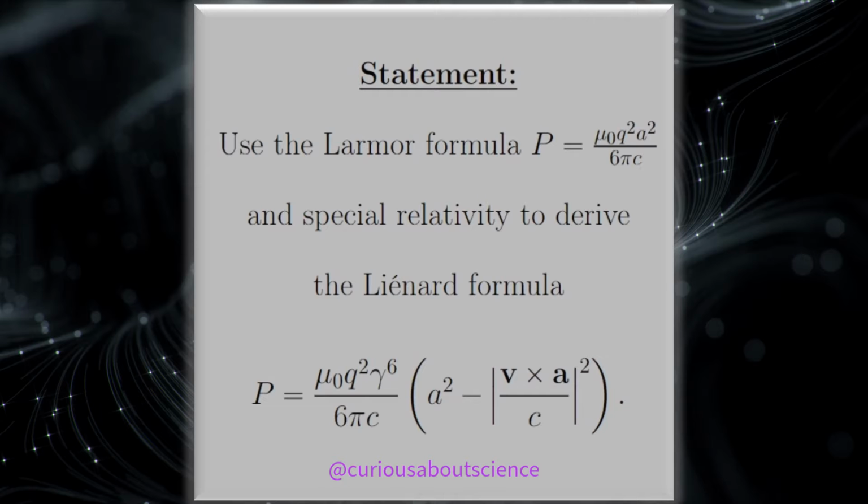Use the Larmor formula P equals mu naught q squared a squared over 6 pi c and special relativity to derive the Liénard formula P equals mu naught q squared gamma to the sixth over 6 pi c times (a squared minus magnitude v cross a over c squared), and then close the parentheses. Clearly, we're going to have to deal with some dot products, cross products, and gammas are going to be afloat. Let's be careful with bookkeeping and see what we have.